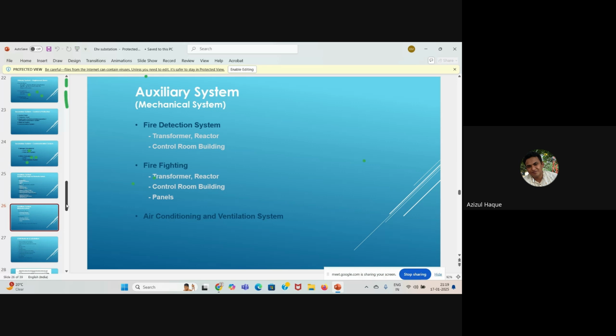Then comes air conditioning and ventilation system. So each panel room has to be air conditioned. Control room has to be air conditioned, and the administrative building where the officials will work, that has to be air conditioned. So we need air conditioning system.